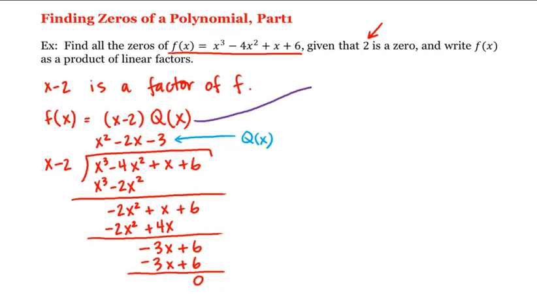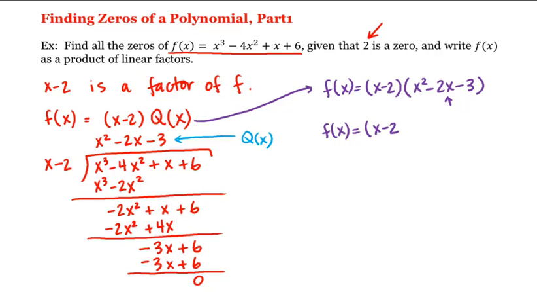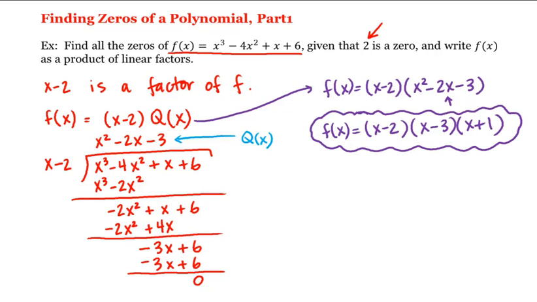Which means we can write f of x equal to x minus 2 times q of x, which we just found to be x squared minus 2x minus 3. And now we can factor q of x. That is, f of x is equal to x minus 2 times, and q of x factors into x minus 3 times x plus 1. And we've written f as a product of linear factors, which is one of the things we wanted to do.